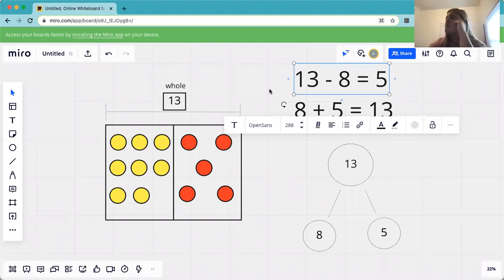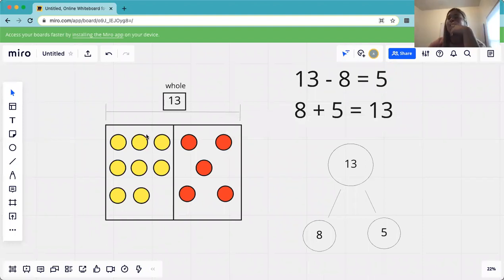So this has helped us use our part-whole map to figure out what our missing part is. I'm going to go ahead and do another problem with you, but this time I want to work together and try it together. Let me pause it and then get that up for you.